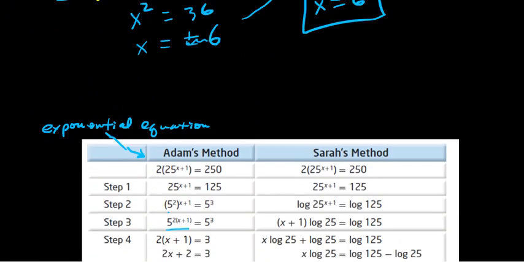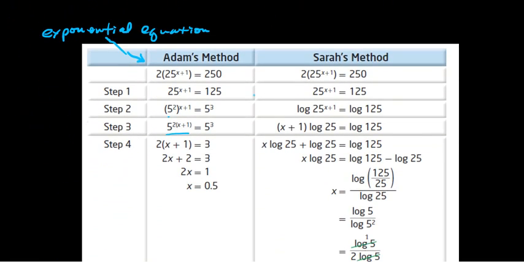Alright, moving on. Let's take a look at this question. This is an exponential equation. Why is it exponential? Because the x is in the exponent position. We're trying to solve something that is caught up in the exponent position.